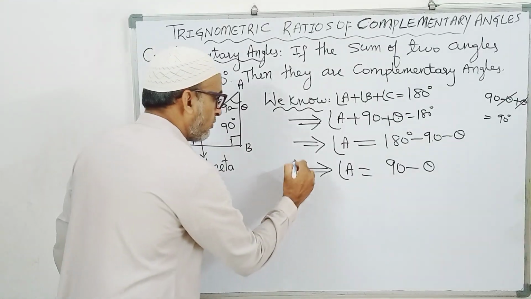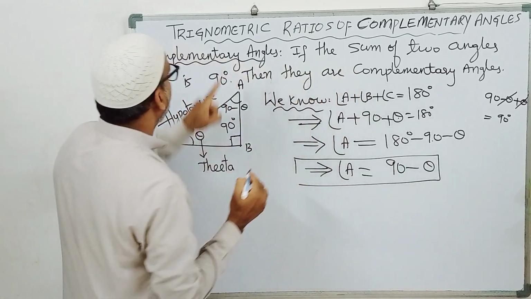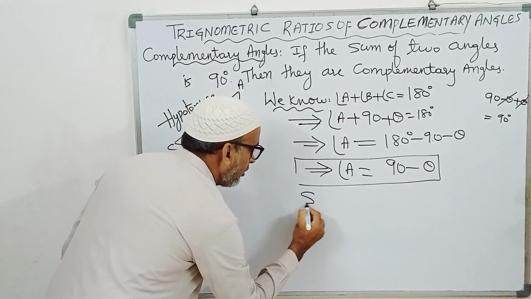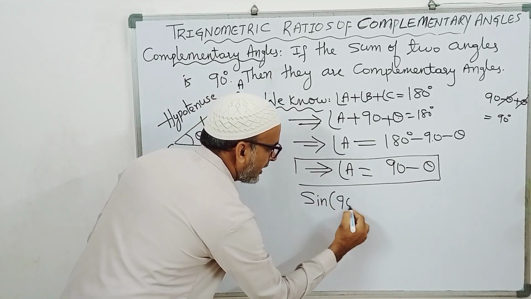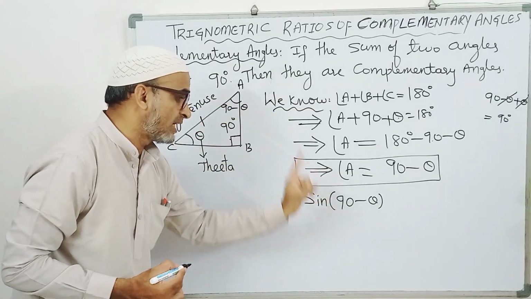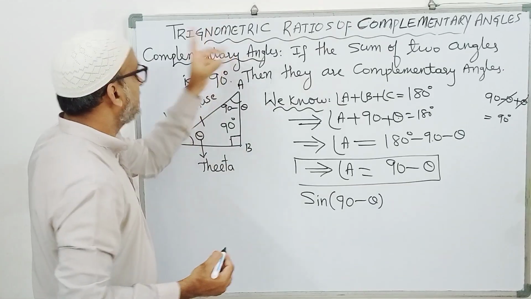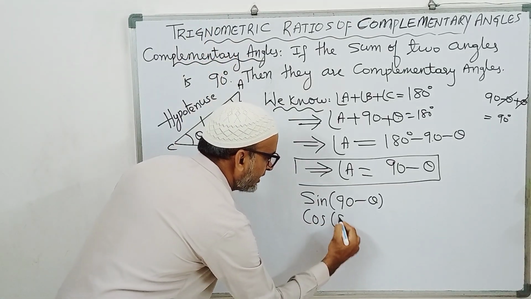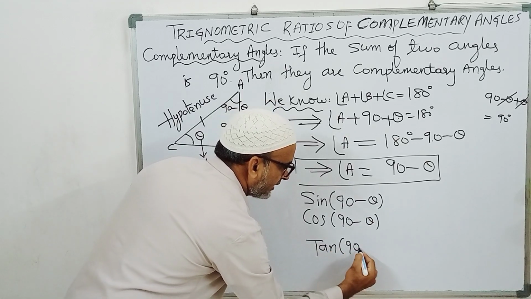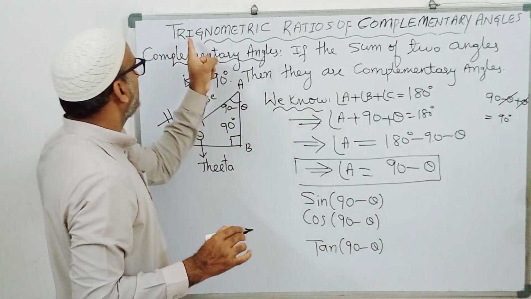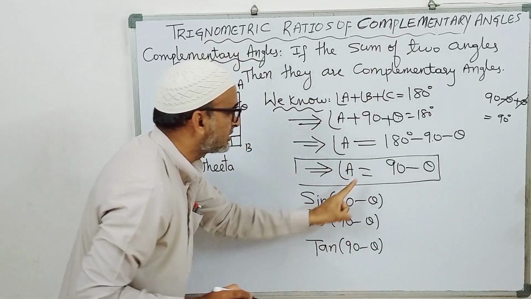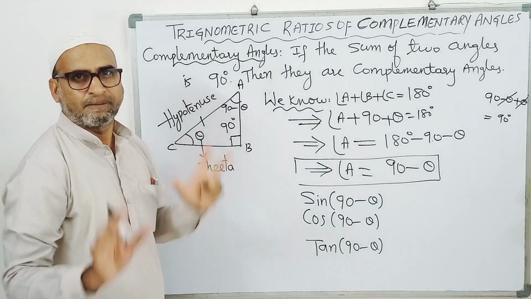Now, what is the meaning of trigonometric ratios of complementary angles? Sine of 90 minus theta, cos of 90 minus theta, tan of 90 minus theta. Like this, all values we should find. That is nothing but trigonometric ratios of complementary angles, that is, based on 90 minus theta.